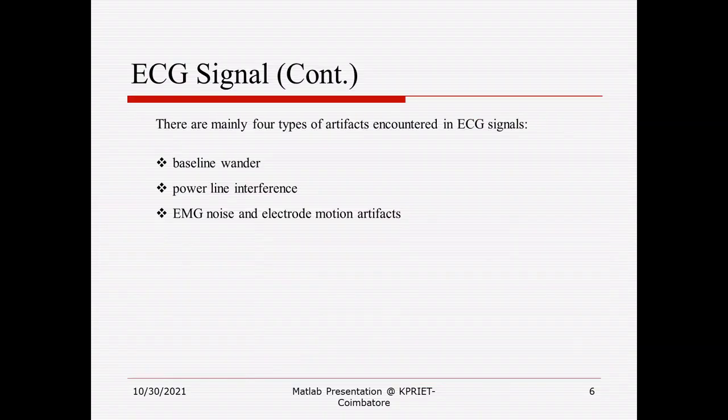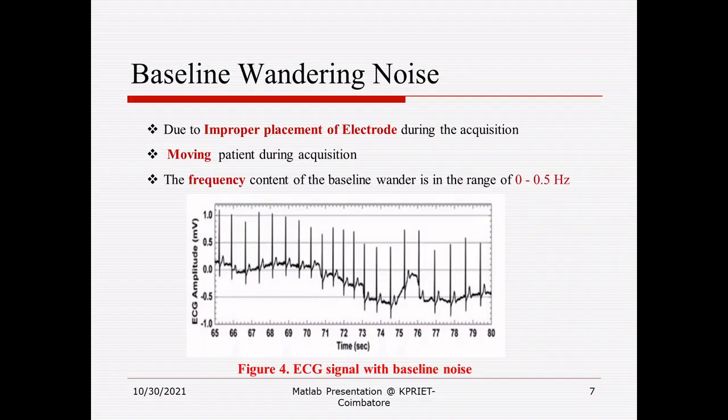And these are the three noises an ECG signal has during acquisition. They are called baseline wandering noise, power line interference noise, and EMG noise. So let me discuss them one by one. First, baseline wandering noise.